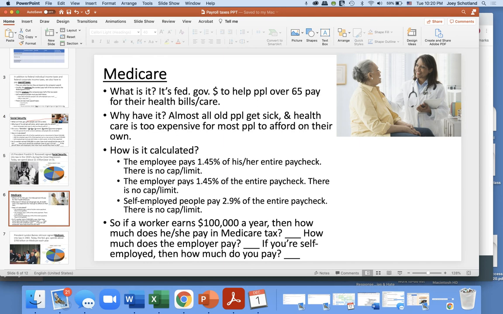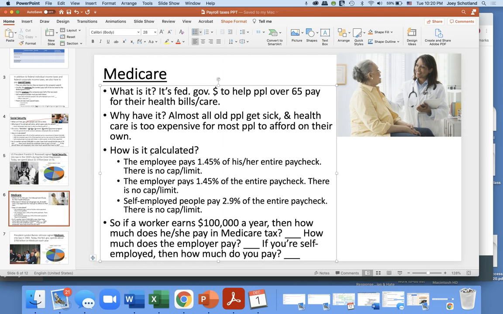Medicare is another program that is funded with payroll taxes. What is Medicare? It is federal government money to help old people over 65 pay for their health bills and their health care. So here you see a nice old lady getting her health care. Why do we have Medicare? Well, almost all old people get sick, and health care is too expensive for most people to afford on their own, so they get government help.